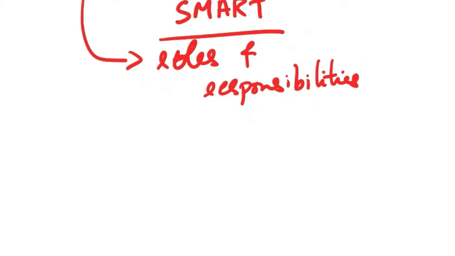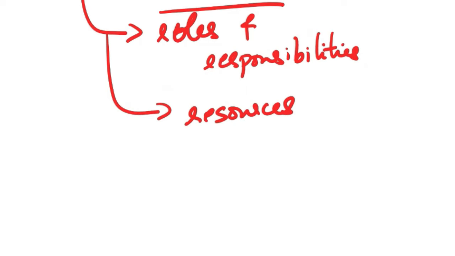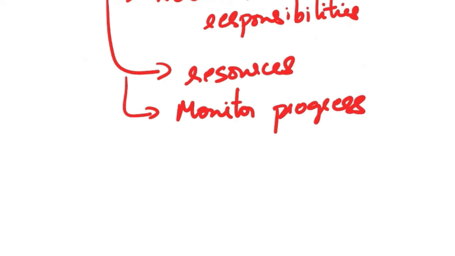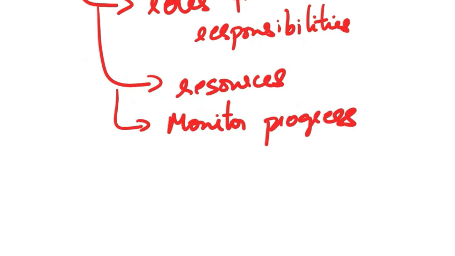Next is to allocate adequate resources, including personnel, budget, and technology, to support the implementation of remediation actions. Ensure that sufficient resources are available to carry out remediation activities effectively and efficiently. Next, monitor the progress of remediation efforts regularly to ensure that action plans are being implemented according to the schedule and expectations. Track key milestones, deadlines, and performance metrics to assess progress and identify any delays or obstacles.